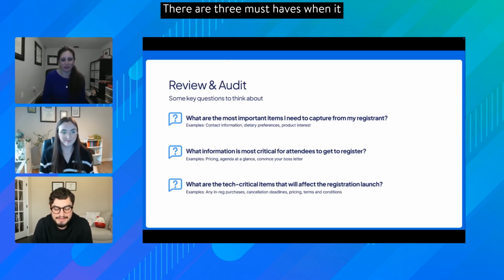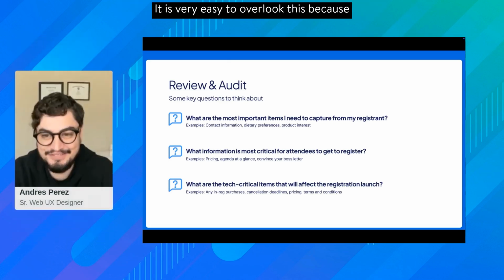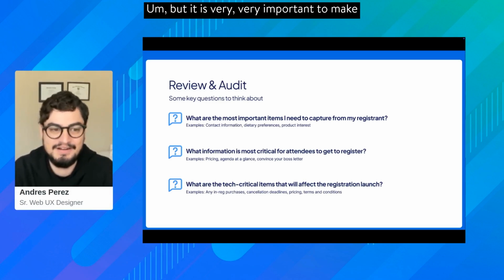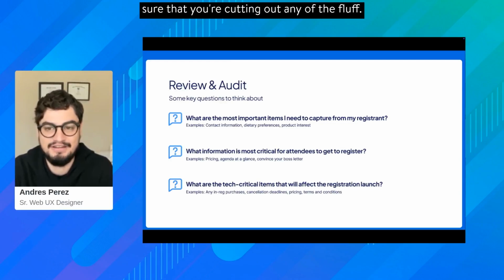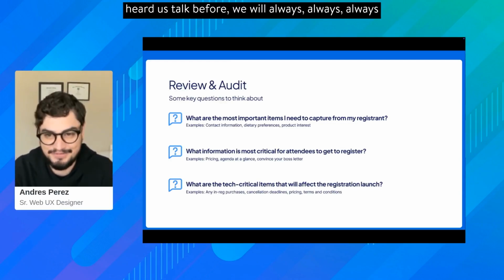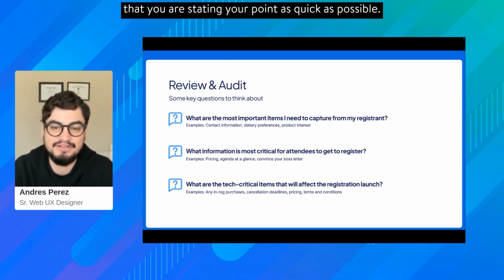There are 3 must-haves when it comes to your event registration website. The first one is to have clear and concise messaging. It is very easy to overlook this because as you're writing, you're getting excited. But it is very, very important to make sure that you're cutting out any of the fluff. If you've talked to Dara and I before, or you've heard us talk before, we will always iterate the fact that it is so important to make sure that you are stating your point as quick as possible.